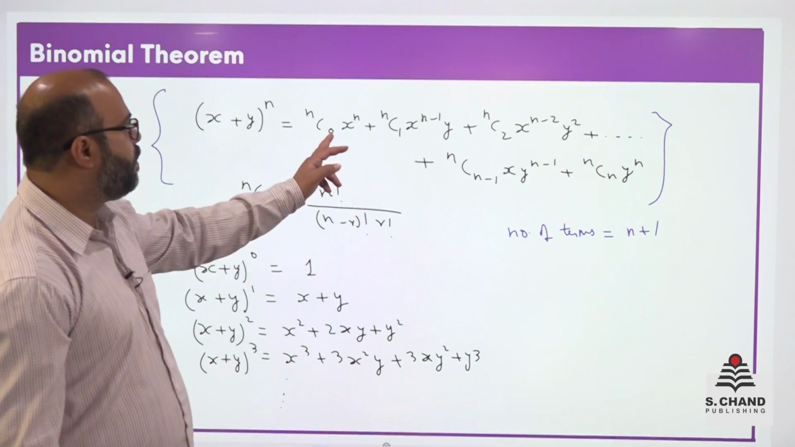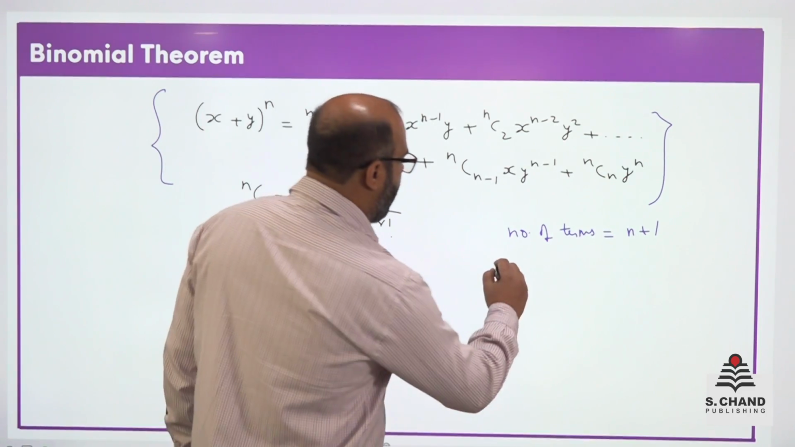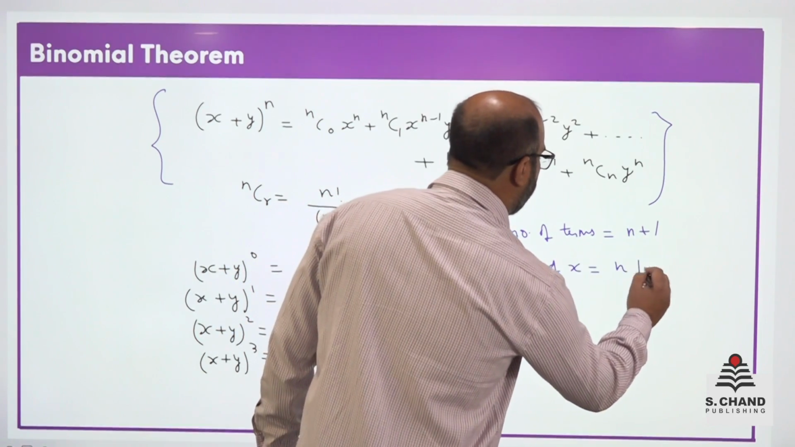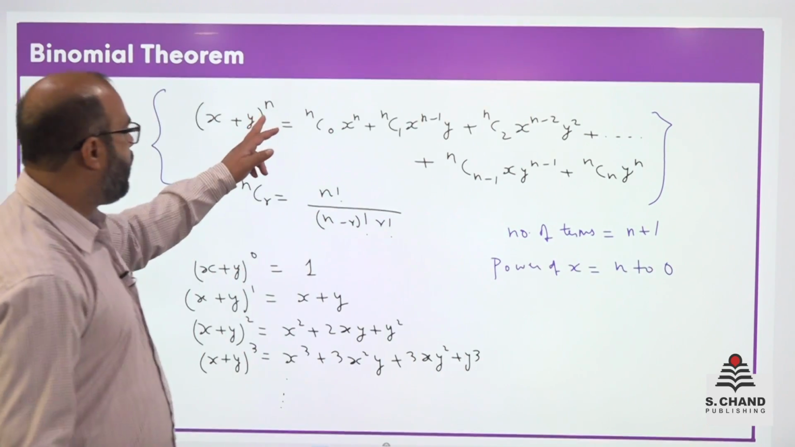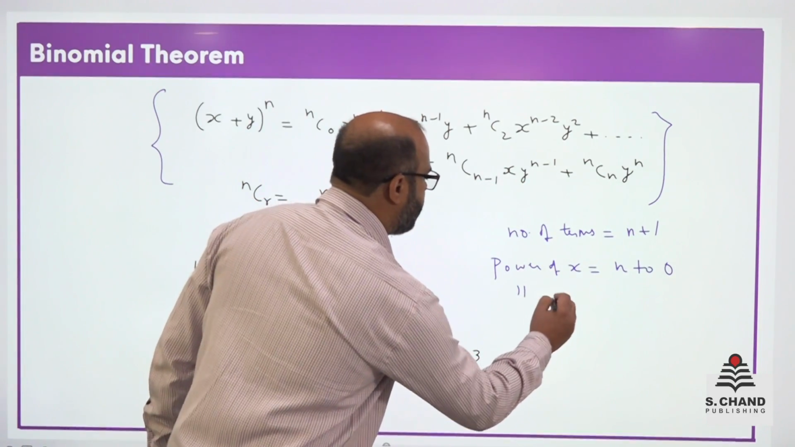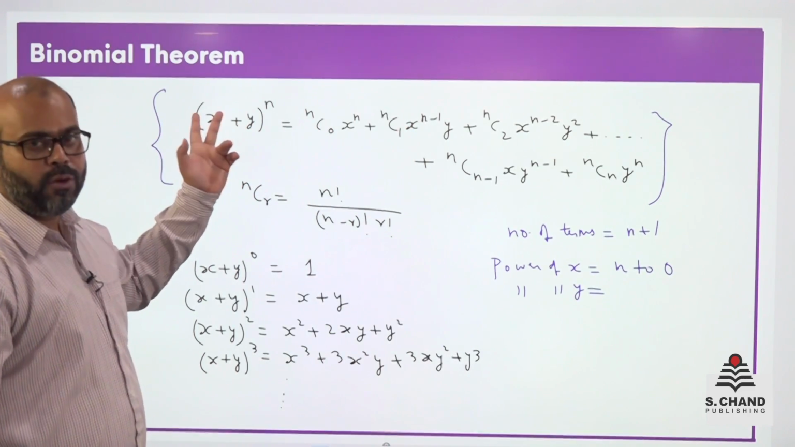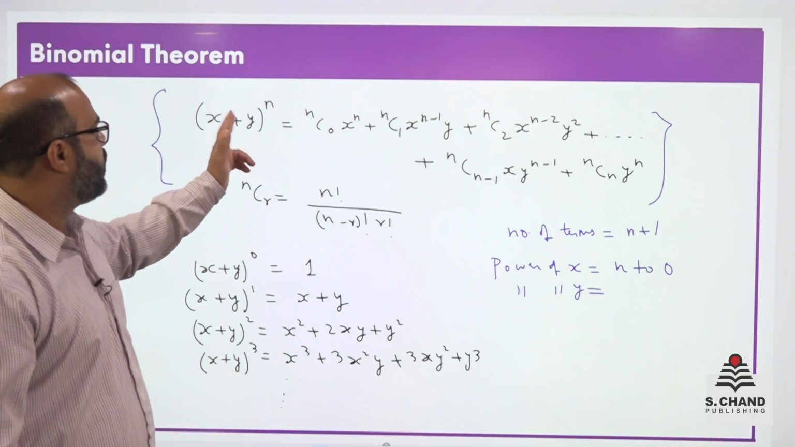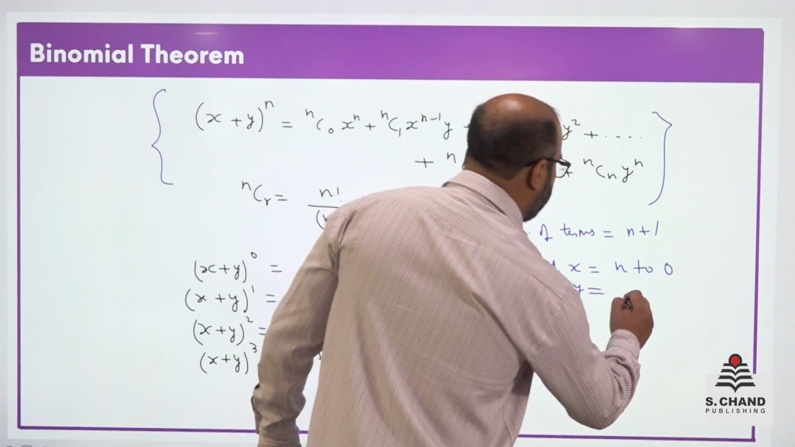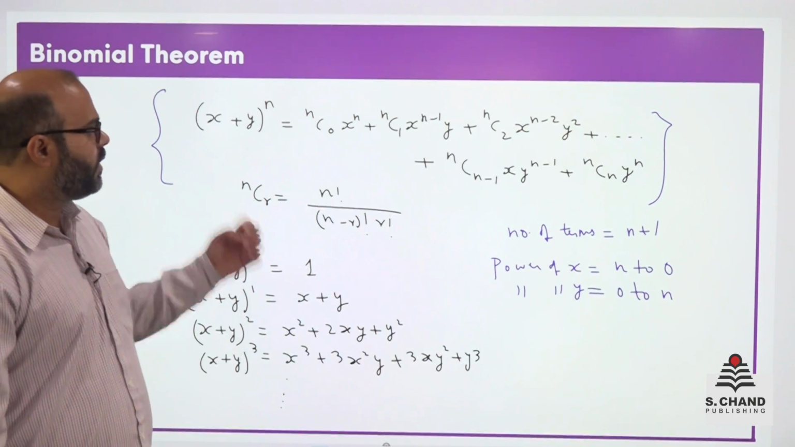What else? The power of x goes from n to 0, one by one it is decreasing. The power of y, the second term of the binomial, is 0, then 1, then 2, till n. Bi means two terms: x is the first, y is the second. So the power of y goes from 0 to n.